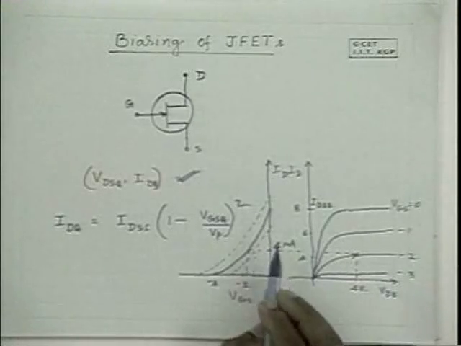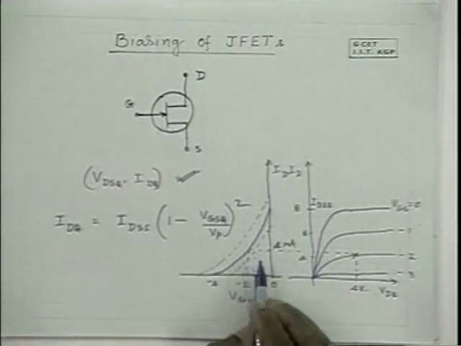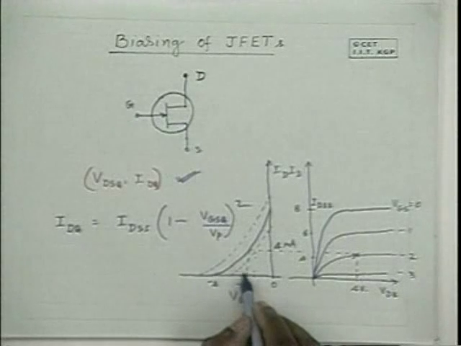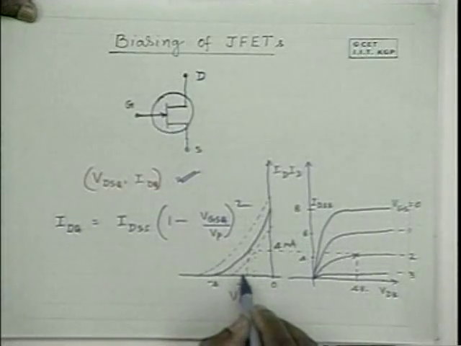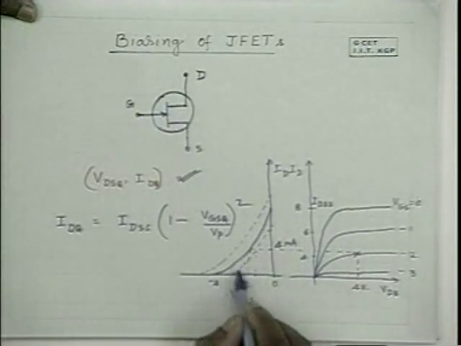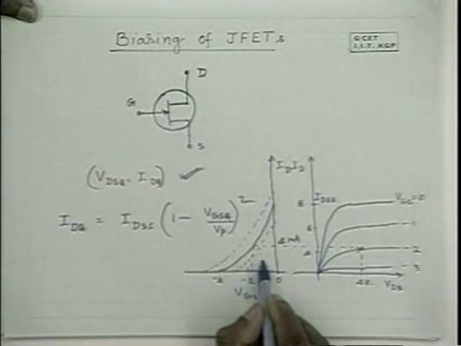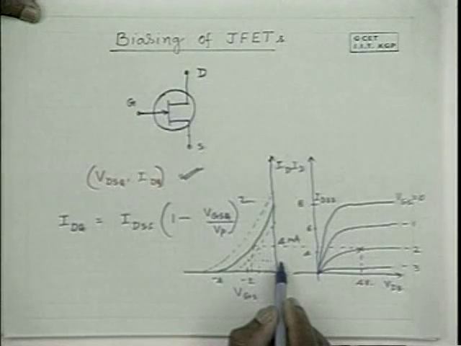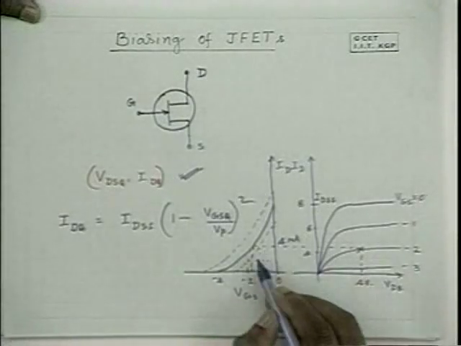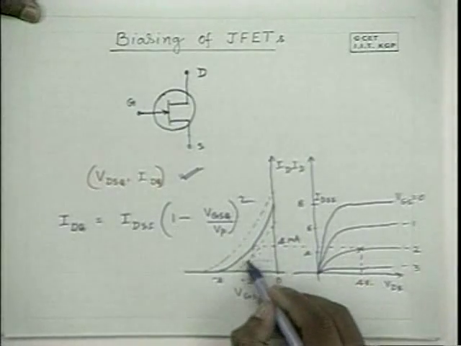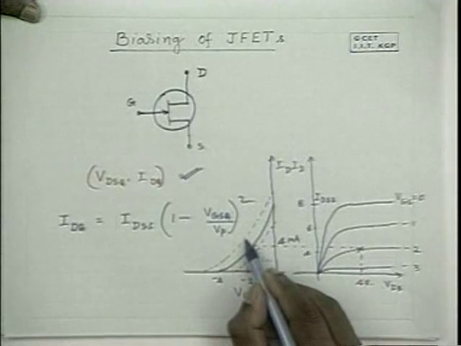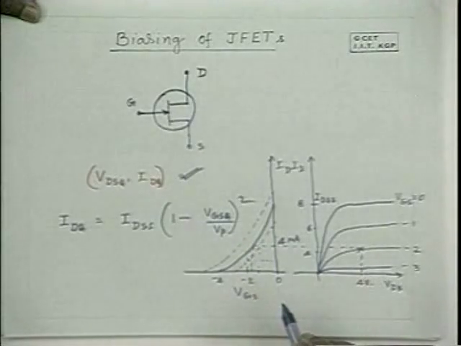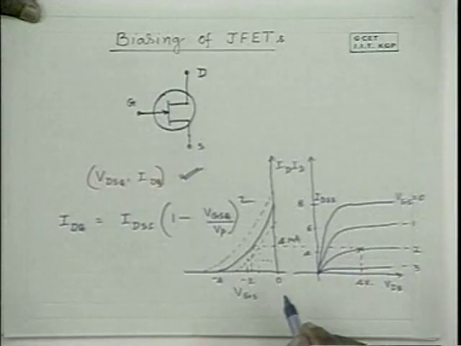I repeat it. If we use, say, minus 2 volts as VGS, if this is the characteristic applicable, you will find that the current is of the order of 2 milliamperes in this particular characteristic. Now, if this happens to be the device, you will find that the current is, say, 5 milliamperes. How much is the variation? 2 to 5 milliamperes.